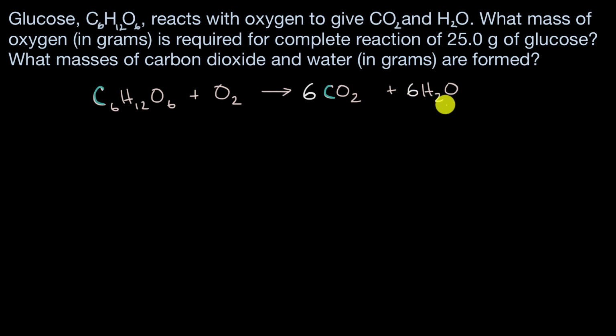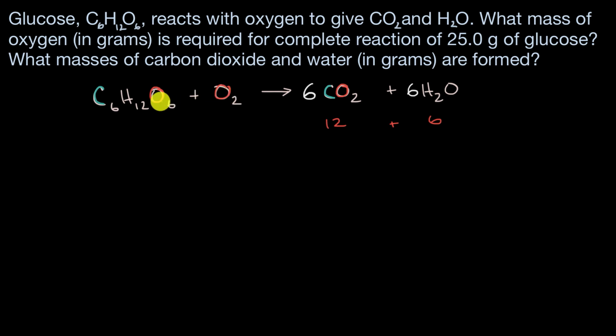And now last but not least, let's think about the oxygens here. On the left, we have 6 oxygens there, and then another 2 oxygens there. So that's a total of 8 oxygens. And on the right, I have 6 times 2, 12, plus another 6 oxygens. So I have 18 oxygens on the right-hand side, and I only have 8 oxygens on the left-hand side. So I have to increase the number of oxygens on the left-hand side.